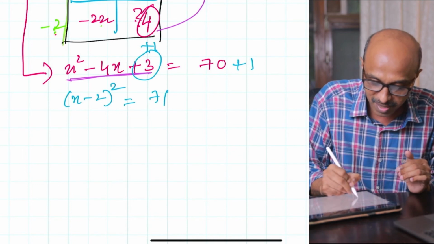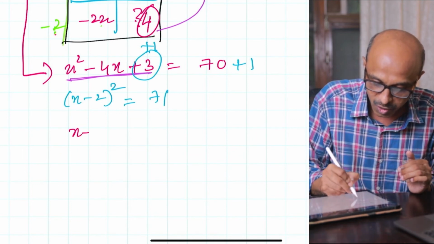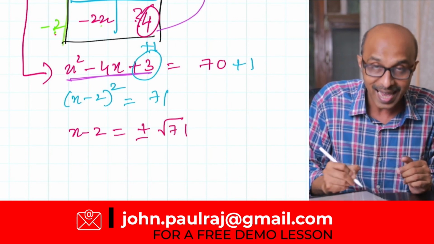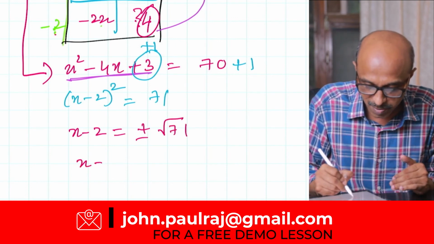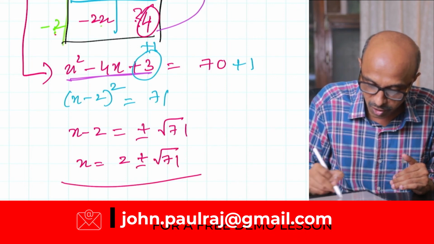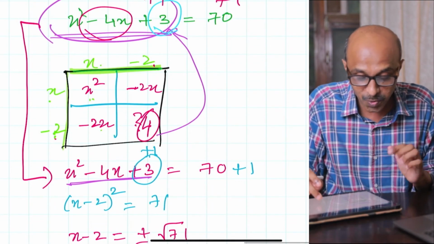Okay, now this becomes a level 2 question, and we know that something squared is equal to 71 means that something, which is x minus 2, should be equal to plus or minus the square root of 71. And then you can solve for x and say, okay, x must be equal to 2 plus or minus the square root of 71. And those are the two values of x that will satisfy the given quadratic equation.